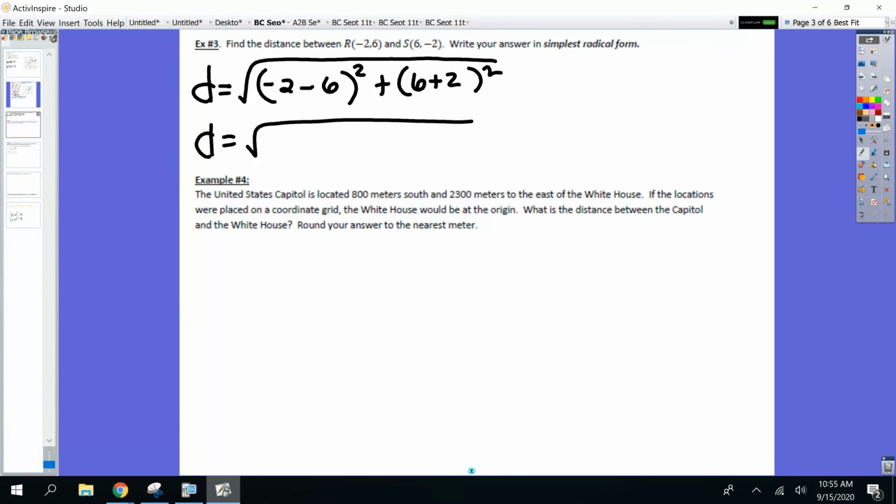Negative 2 minus 6, negative 8 squared, which would give you 64. Everybody good where that 64 is coming from? Okay, next one. We have a question? We're good? Okay, next.